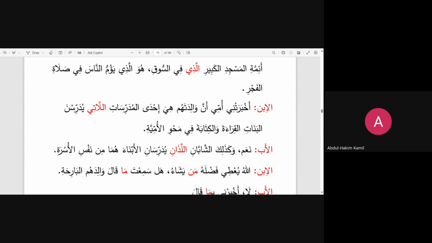Okay, what does this mean? Hal sami'ta ma qala walidahum al-bariha? Right, so this means hal sami'ta alladhi qala. Ma means alladhi. But now it's not a person, it's a thing. So when it's a thing, you say ma. When it's a person, you can say man. When it's a thing, you say ma. So you understood that? Have you heard what he said? You can say, hal sami'ta alladhi qala, or hal sami'ta ma qala. Ma doesn't mean negation here. Ma doesn't mean it's a question. Ma means alladhi, it's called mawsul. So the ma could be nafia, negation. It could be istifham, a question. Or it could be mawsul. Also, it could be masdariyyah. So you have to pay attention.